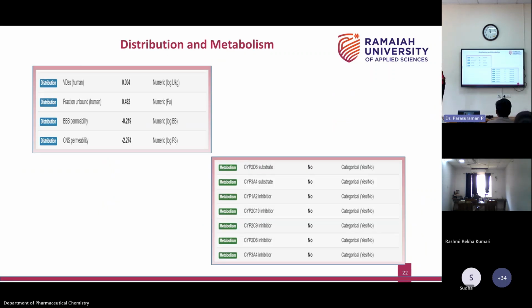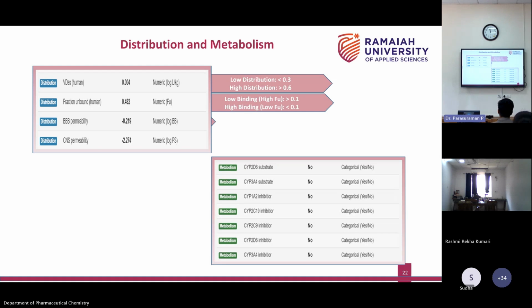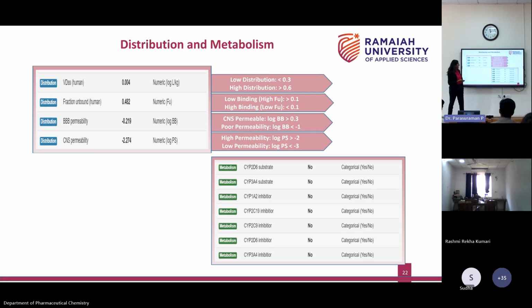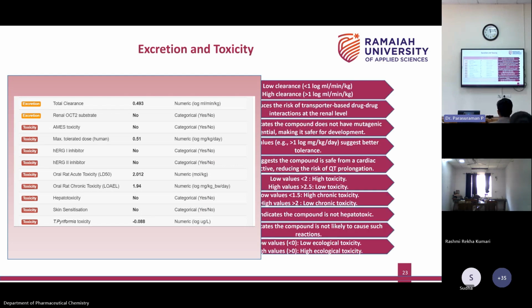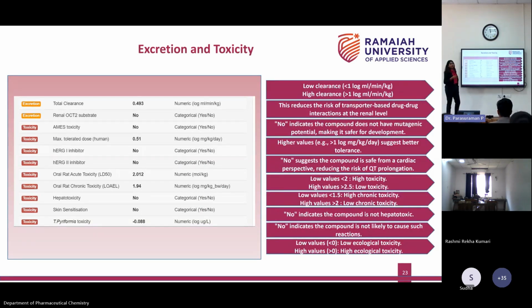Then these are the distribution properties. You have the bound fraction, then the blood-brain barrier, whether it is crossing the blood-brain barrier or not, CNS permeability, etc. And these are the metabolism parameters. In that, you can see that even the substrates and inhibitors are saying no. That means it will metabolize easily. The drug is not a substrate for cytochrome 2D6, and it is not an inhibitor of any cytochrome. Then excretion and toxicity. Like this, we have the ranges, and according to that, you can interpret the results.